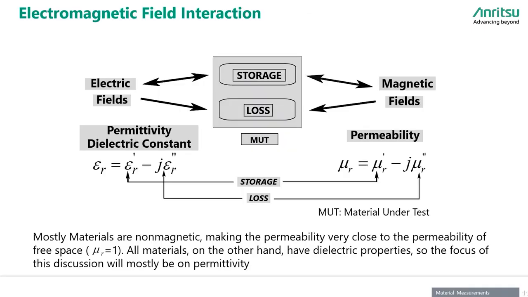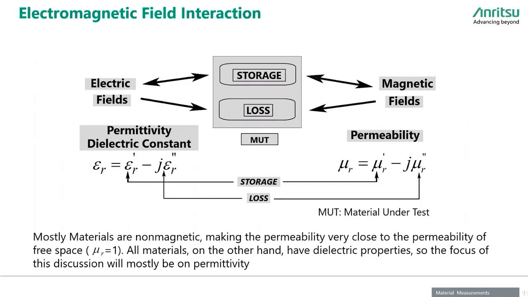Now, when an electromagnetic field interacts with the material under test, or MUT, two parameters are there: permittivity and permeability. Like I said, both are complex in nature. That means they will have a real and an imaginary part. The epsilon r dash and mu r dash represent the storage of energy in that particular electromagnetic field, and epsilon r double dash and mu r double dash, the imaginary parts, represent the loss when the material is kept under the electromagnetic field.